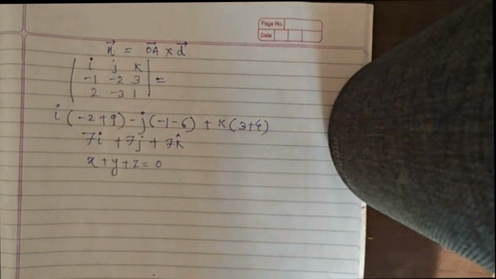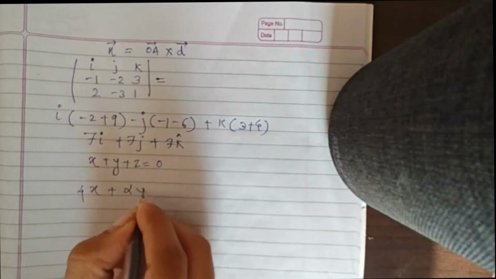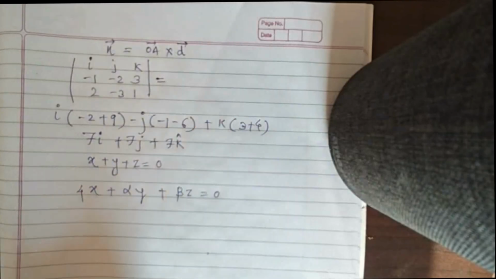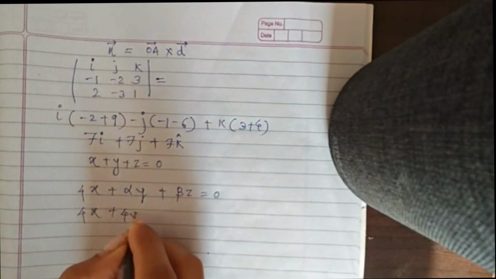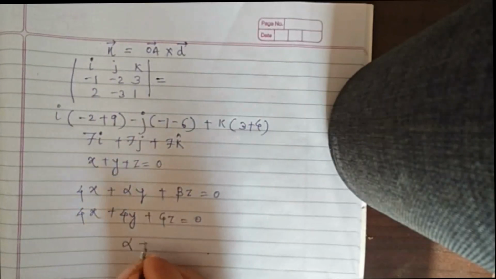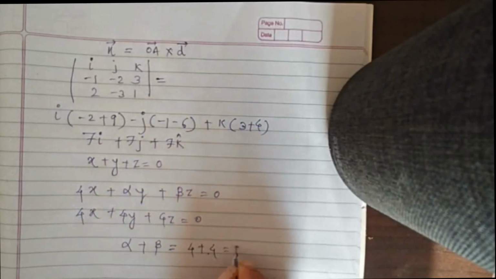In the question it is given that the new plane is of the form 4x + αy + βz = 0. So we can rewrite it as 4x + 4y + 4z = 0, which means the value of α + β is 4 + 4, which is 8.